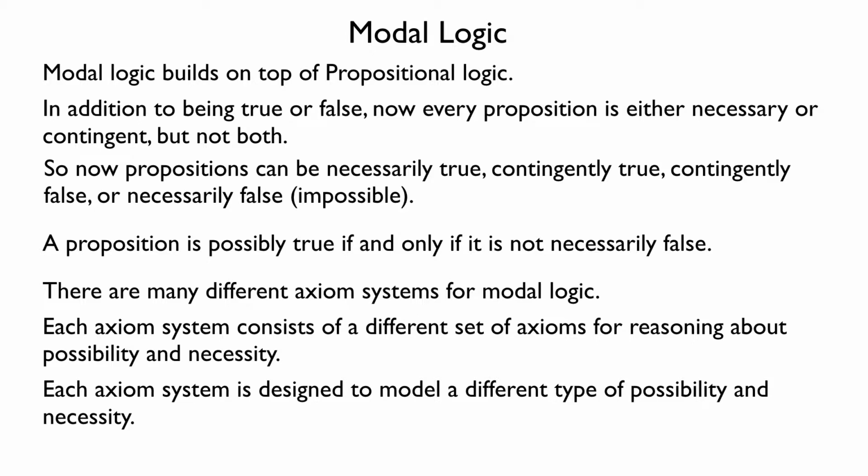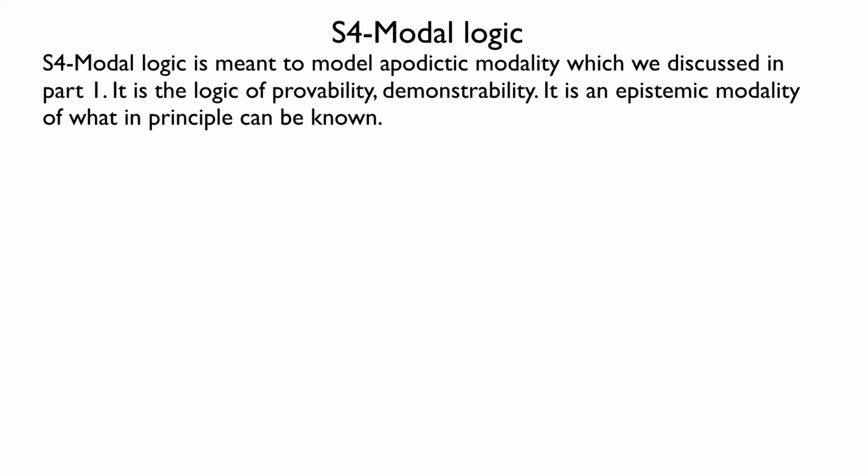Necessarily false propositions are called impossible propositions, and a proposition is possibly true if and only if it is not necessarily false, that is, not impossible. There are many different axiom systems for modal logic. Each axiom system consists of a different set of axioms for reasoning about possibility and necessity, and each axiom system is designed to model a different type of possibility and necessity. In this video series, we are only going to be concerned with 2 modal axiom systems, S4 modal logic and S5 modal logic. We begin with S4 modal logic.